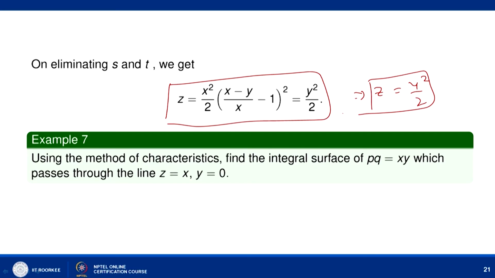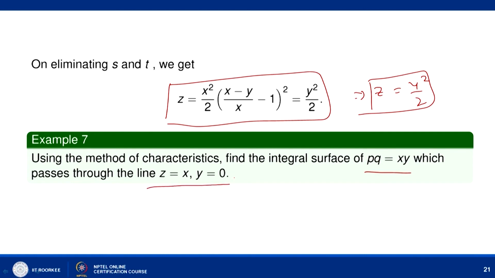Now, let us consider one more example. In fact, we will consider two more examples to get a thorough understanding of Cauchy method of characteristic. So, in this example, using the method of characteristic, find the integral surface of pq equal to xy, and which passes through the line z equal to x, y equal to 0.